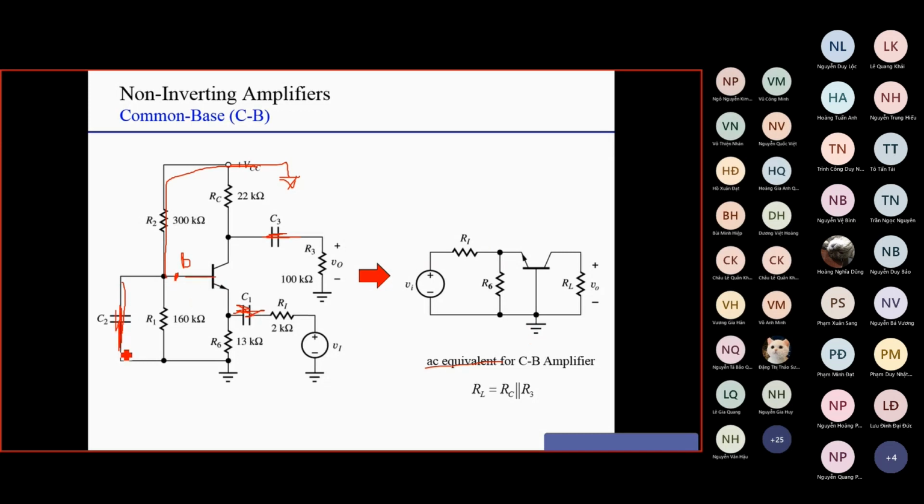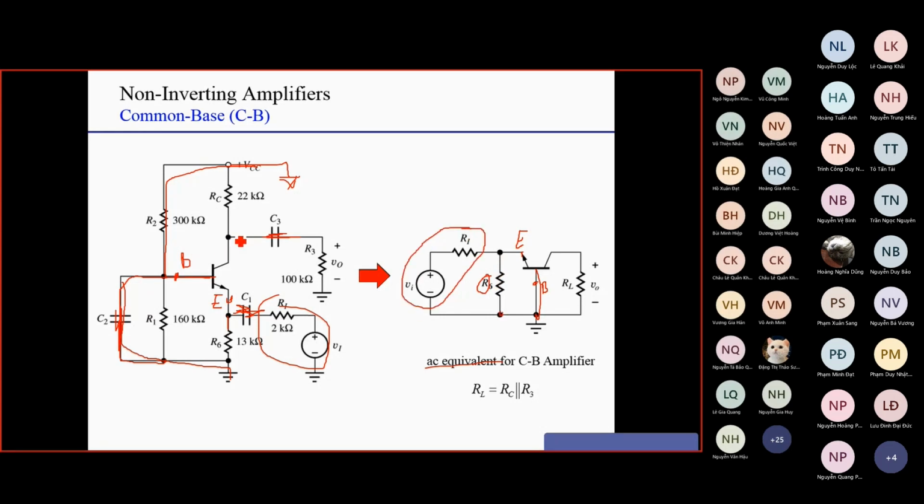If C2 is a short circuit to the ground, then B is short circuit to the ground. So the base is connected to the ground. How about the emitter? The emitter is connected through R6 to the ground and connected to the signal source.